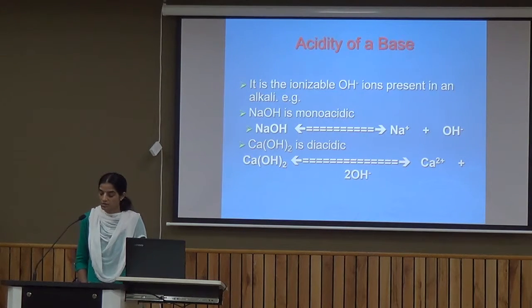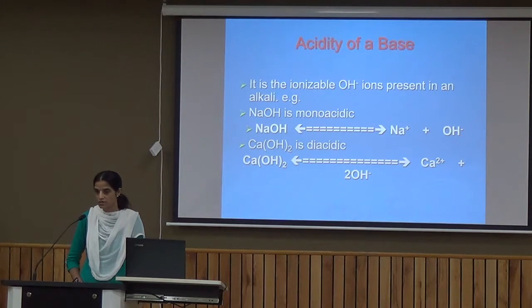Next we come across acidity of a base. It is actually the number of ionizable hydroxyl ions present in an alkali. The very first example given is of sodium hydroxide. It gives sodium and hydroxyl ions in solution. Similarly, calcium hydroxide again gives calcium and hydroxyl ions in solution.